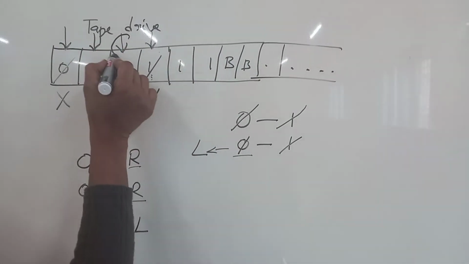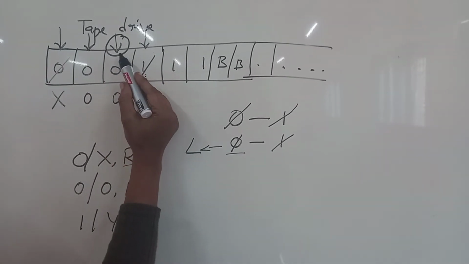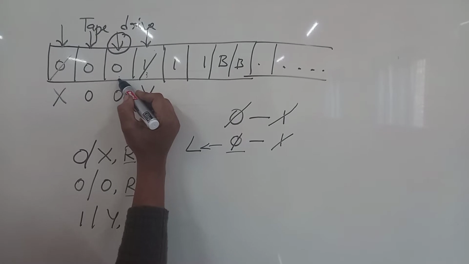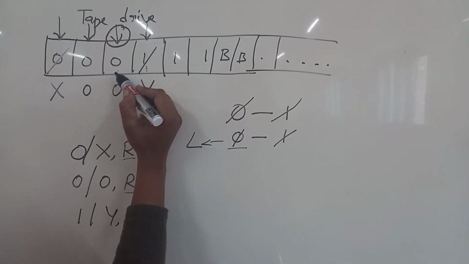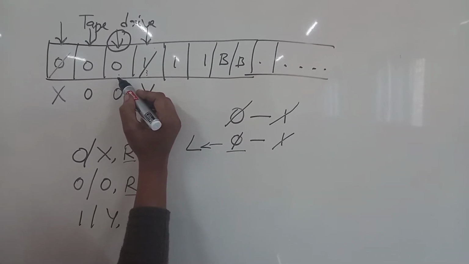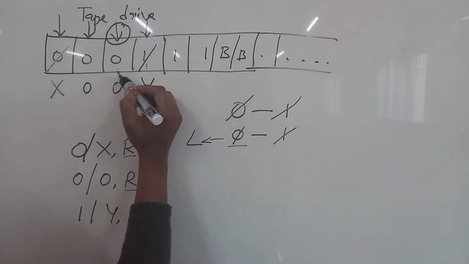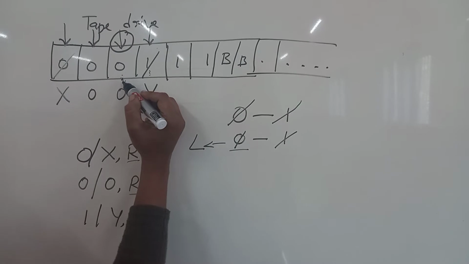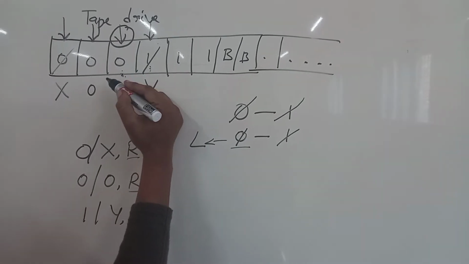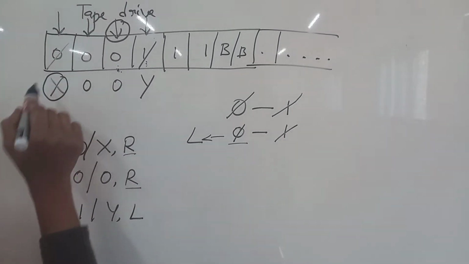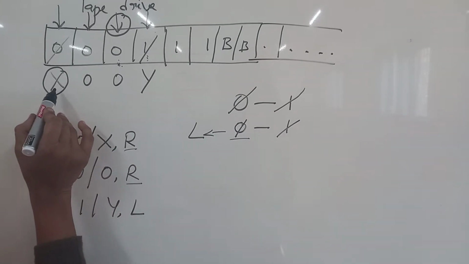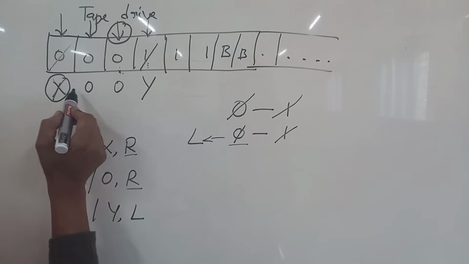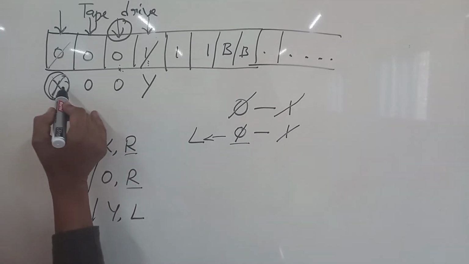Now the control head is pointing to this position, and the cell value is 0. But this 0 is not the second occurrence of the 0. We need to find the second occurrence of 0, so we need to move to the left side until we get the X symbol, because we have just now replaced the 0 symbol with X. So we need to move to the left side until I get the X symbol.